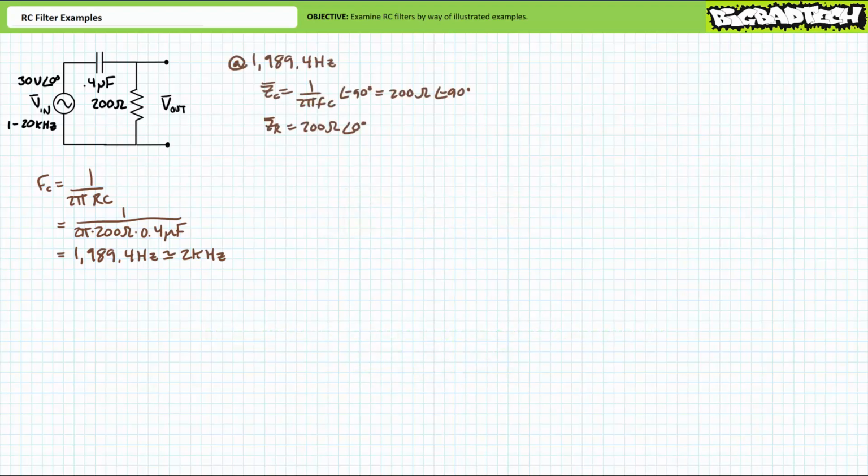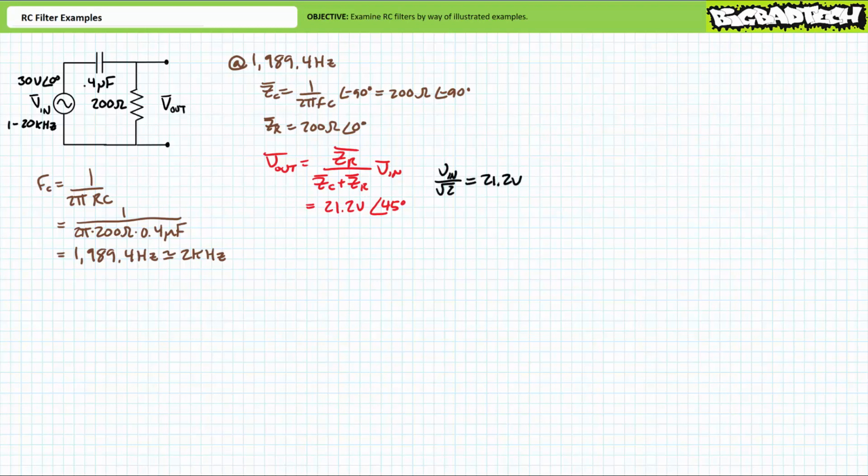At the critical frequency, the complex impedance of the capacitor will be 200 ohms at an angle of negative 90 degrees. The complex impedance of the 200 ohm resistor is 200 ohms at an angle of 0 degrees. As we anticipated, the capacitor and resistor do indeed present impedances of equal magnitude at the critical frequency. Let's now examine output voltage for this high-pass filter circuit at the critical frequency. Perhaps the easiest method of solving for voltage across the resistor is through the use of the AC voltage divider rule. The AC voltage divider rule, set up to solve for Vout, demonstrates that Vout will be 21.2 volts at an angle of 45 degrees.